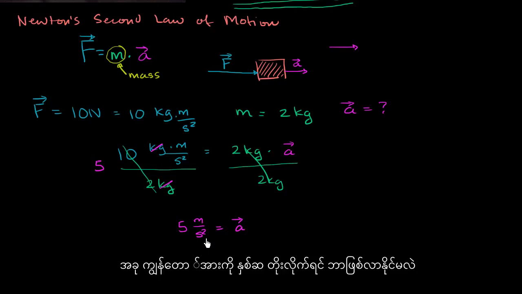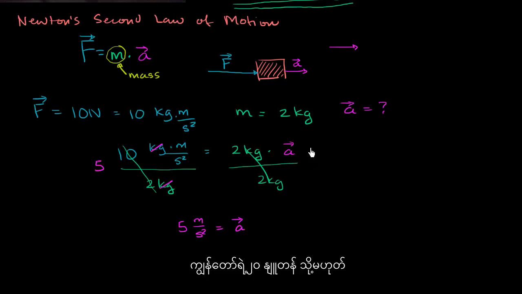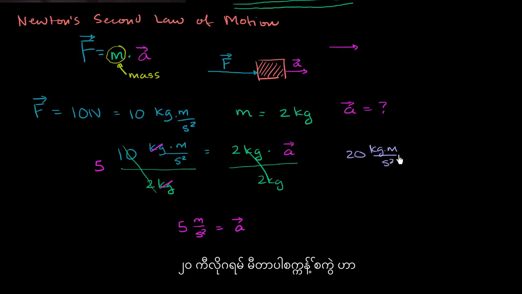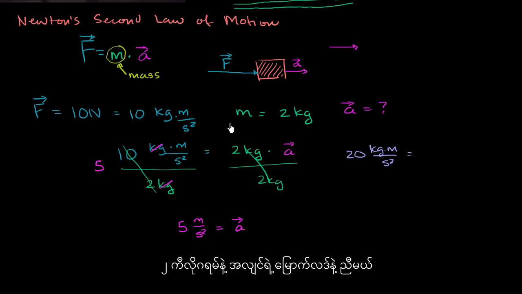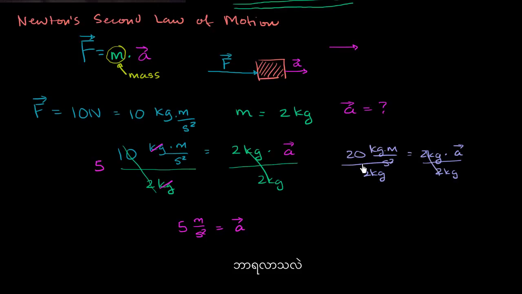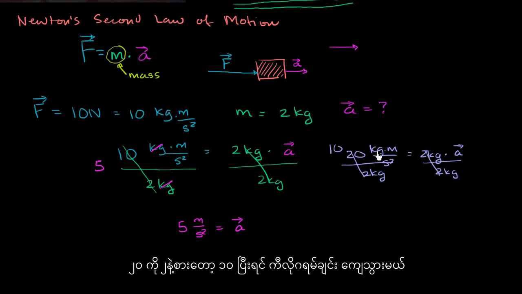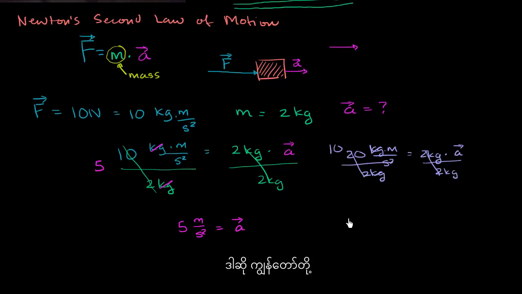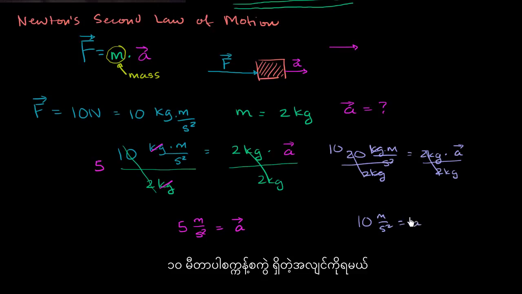And then that's equal to your acceleration. Now, just for fun, what happens if I double that force? Well, then I have 20 newtons. I'll actually work it out. Then I have 20 kilogram meters per second squared is equal to 2 kilograms times the acceleration. Divide both sides by 2 kilograms. And what do we get? Cancels out. 20 divided by 2 is 10. Kilograms cancel with kilograms. And so we have the acceleration in this situation is equal to 10 meters per second squared.